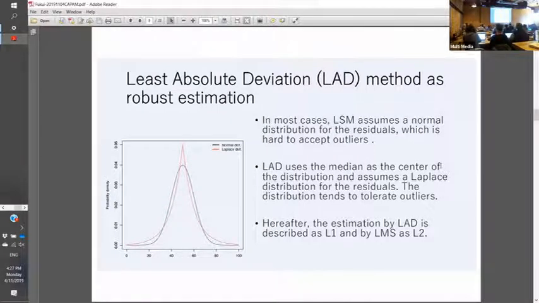One solution is the least absolute deviation method, as a robust estimation. This method assumes the Laplace distribution, whose center is the median, and tends to tolerate outlier values. So we check the usefulness of the LAD method. Here, the estimation method by LAD is called L1 and least squares is called L2.